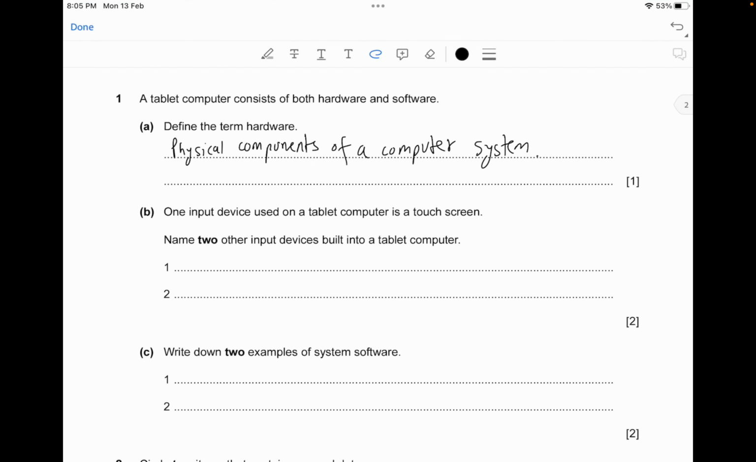All right. The next one is that we can see there's one input device used on a tablet computer, which is a touchscreen. Name 2 other input devices that are built into a tablet computer. What can you identify that is an input device? We can see that there's a microphone. Like when we speak, like how I'm speaking right now, that's a microphone. We're inputting an analog signal. And the other one is cameras. So when you're recording yourself, that's one form of an input device. You can also mention sensors. You use sensors everywhere. So for 2 marks, it should be more than enough.